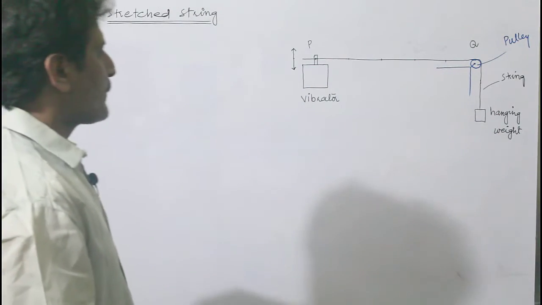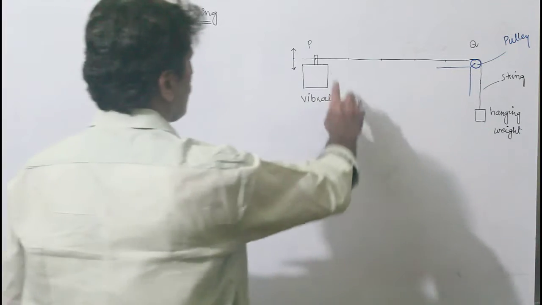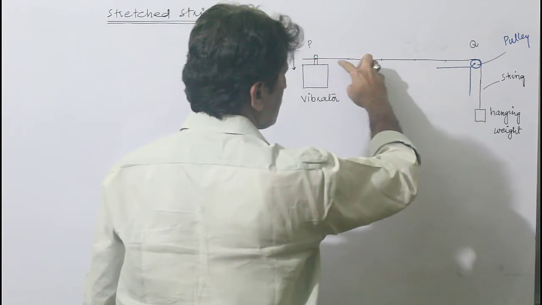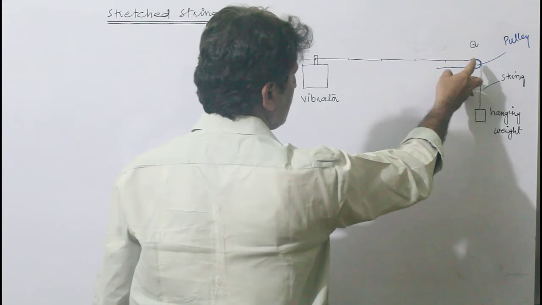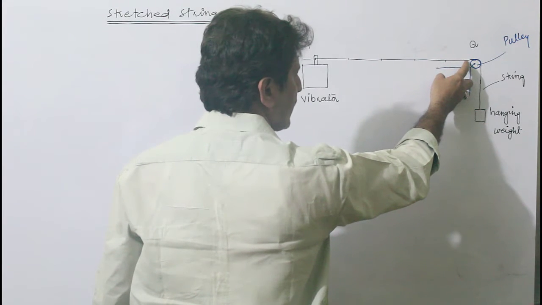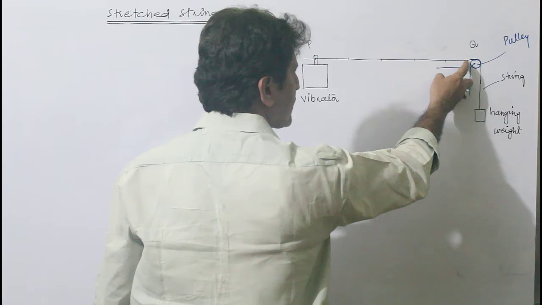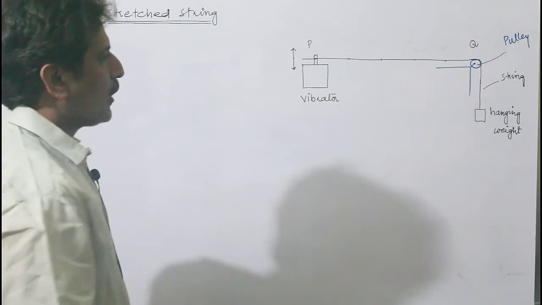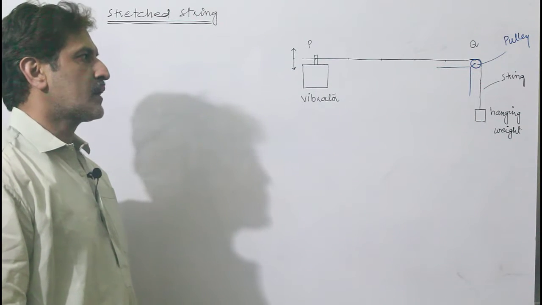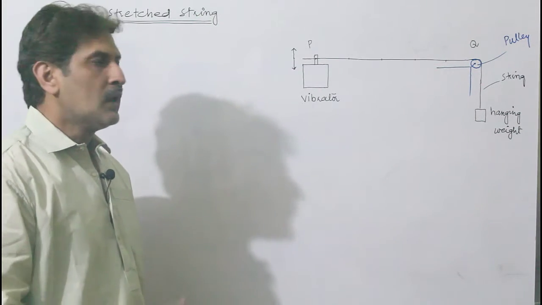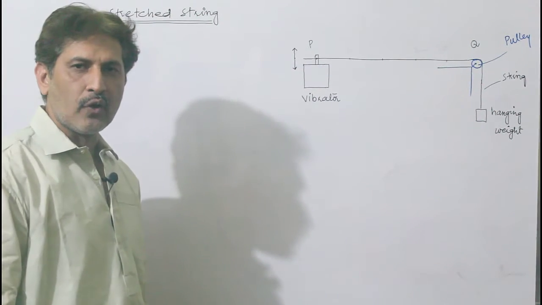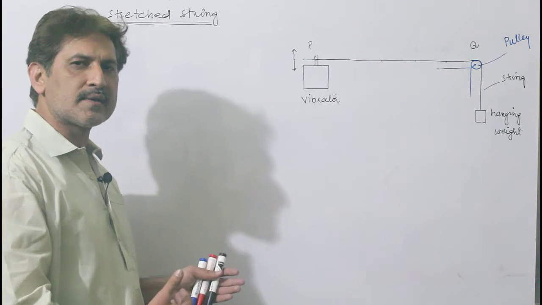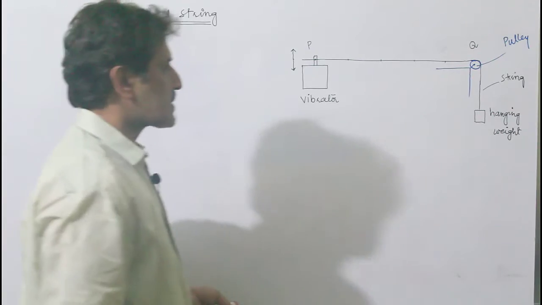Now when we start the vibrator, this oscillator will move vertically upwards and downwards, and the waves are generated in this string. After reflecting back from this fixed point Q, when waves come back towards the point P, the interference will occur, and as a result of this interference the stationary waves will be formed. All of these things we discussed in the last lecture very precisely.